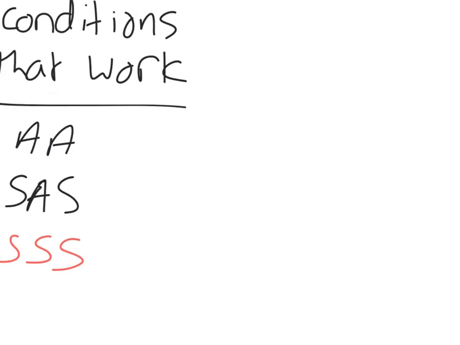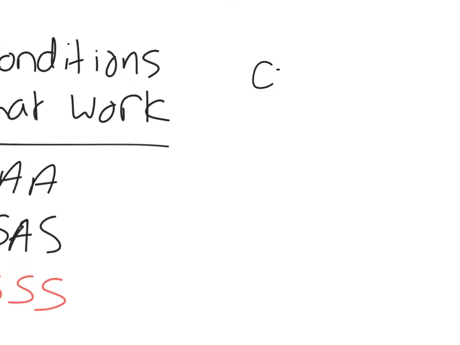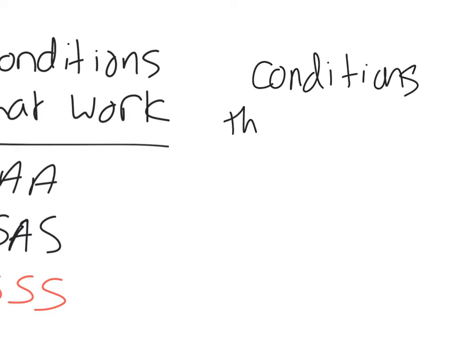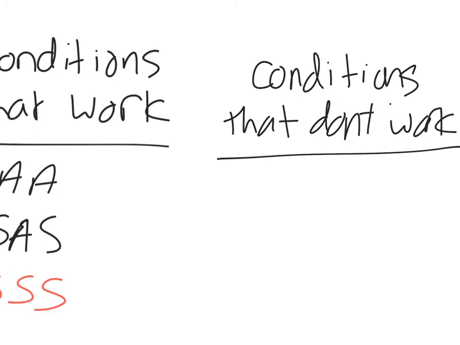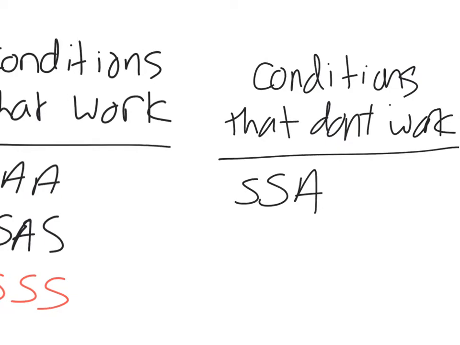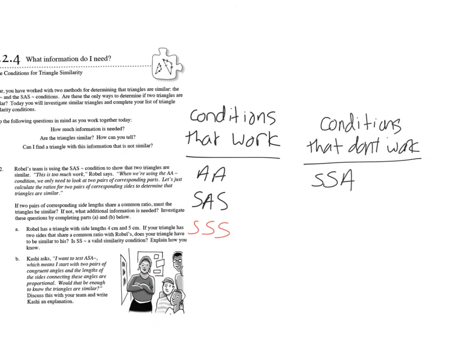But something that I think is worth writing down are conditions that don't work. There are a few conditions that don't work when it comes to triangle similarity, and one of those would be side, side, angle. That's something that does not work for us, and I just wanted to highlight that as we move forward. But I'm going to show you now how we're going to deal with this idea of side, side, side.